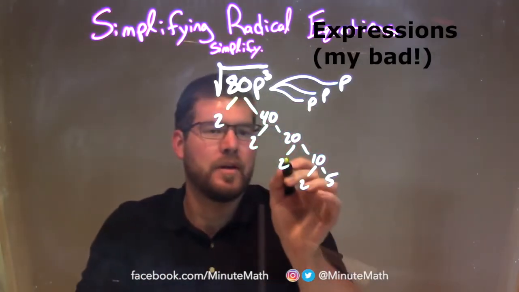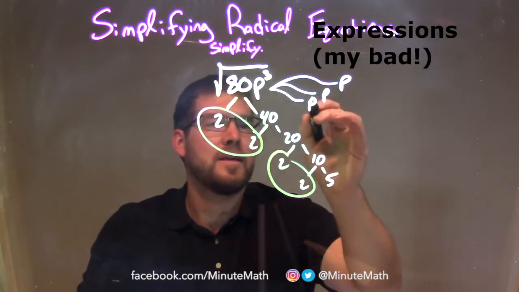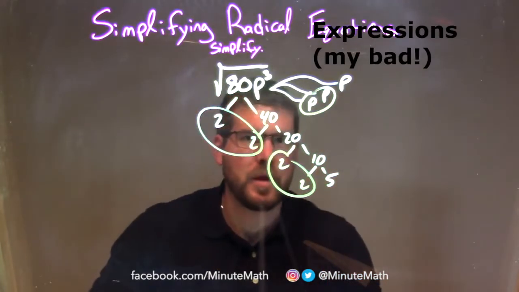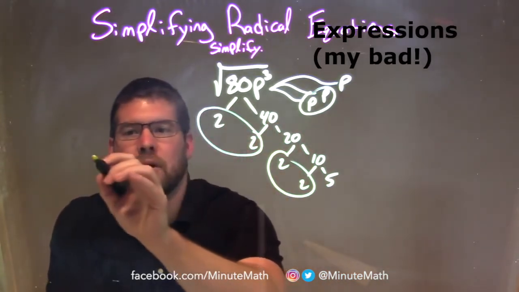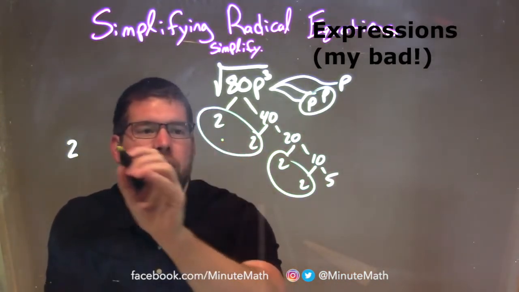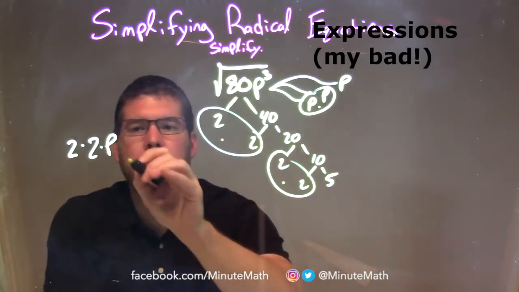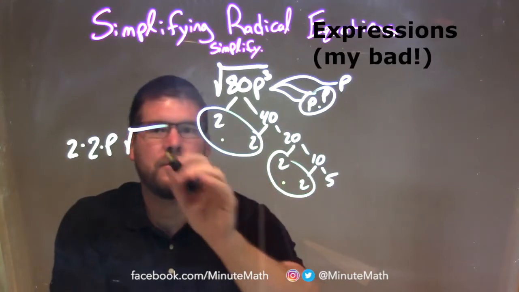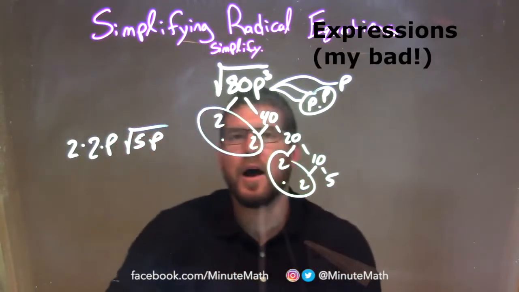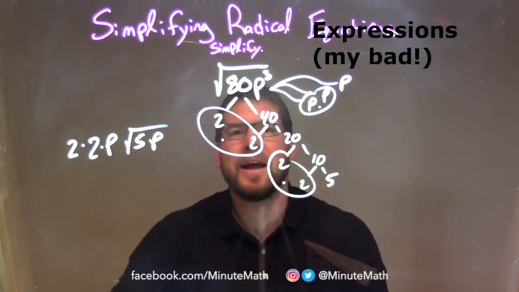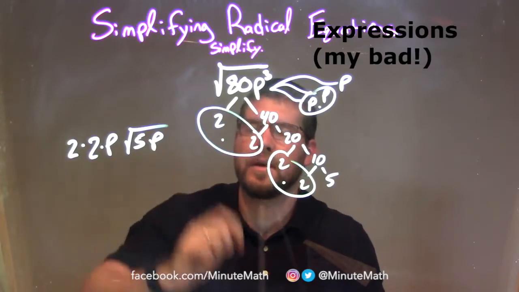Let's circle our pairs. I have a pair of 2's right here, and another pair of 2's right there. And for the p's, I have one pair of p's right there. So for every pair, to represent the pair outside of our square root, I'm going to put a 2 right here for this first one, times this 2, times this p. Inside the square root is just the non-circled ones, the 5 right there, and then the p. So now I have rearranged the square root of 80p to the third power, simplifying partly to be 2 times 2 times p times the square root of 5 times p.